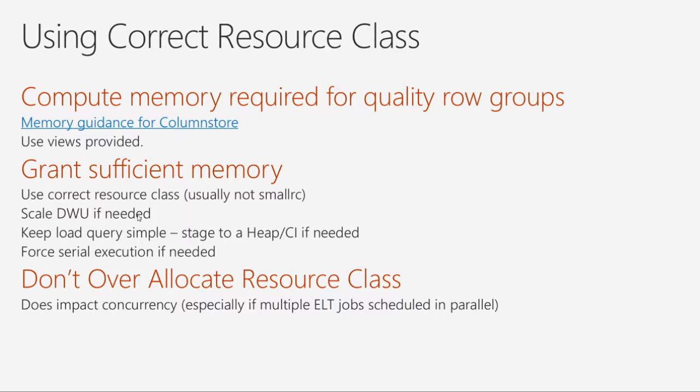Let's not just set everything to large RC or extra large RC. Try and come up with the optimal one. If medium RC is good enough, go for that, because using a larger resource class does impact the concurrency of your system. So if you have 20 concurrent ETL jobs that you want to get going, and you set them all to large RC, essentially they will queue behind each other. So you want to be cautious about dialing it just enough, not too much.